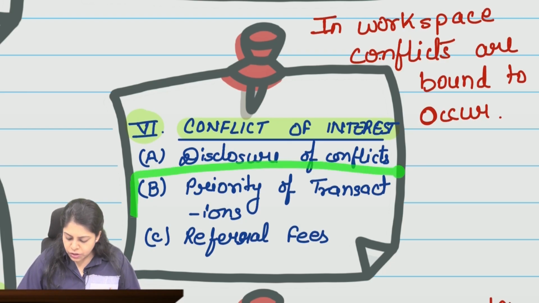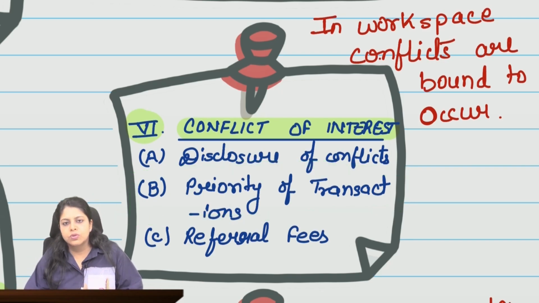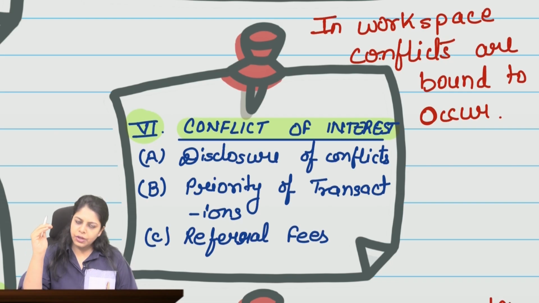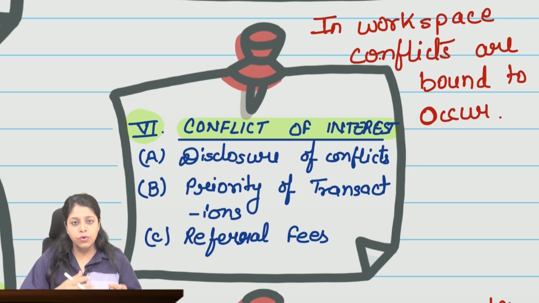The second subsection is priority of transactions. As I have said before also, the topmost priority are your clients, then comes your employers, and then comes you, yourself. So whenever you have to buy a share, for example, for your employer and for your client, you will first buy it for your client, then you will buy it for your employer, and then you will buy it for yourself.